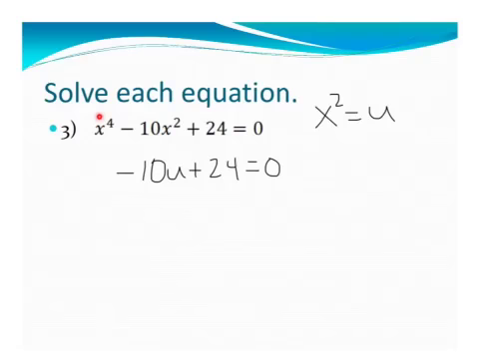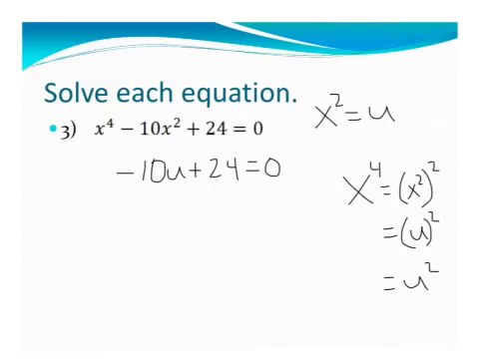Let's think about x to the fourth for a second. If we have x to the fourth, that's the same as writing x to the second raised to the second, because our exponent rules say that we would multiply these two. 2 times 2 gives us 4. So I'd have x to the fourth. So as we said before, let's make that x squared a u. So this becomes u parentheses squared. So basically I have u squared. So this x to the fourth can become u squared.